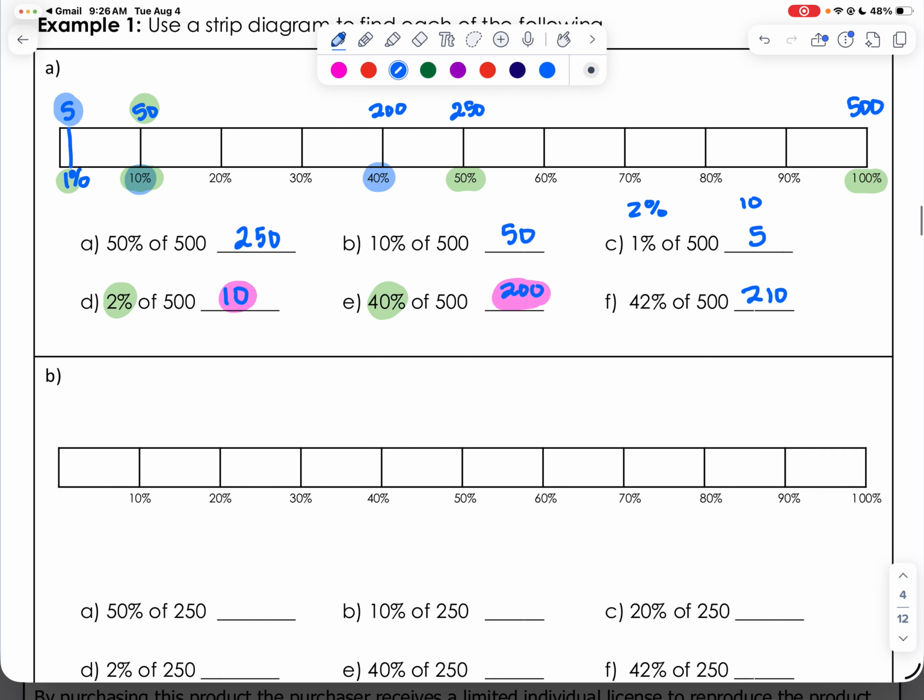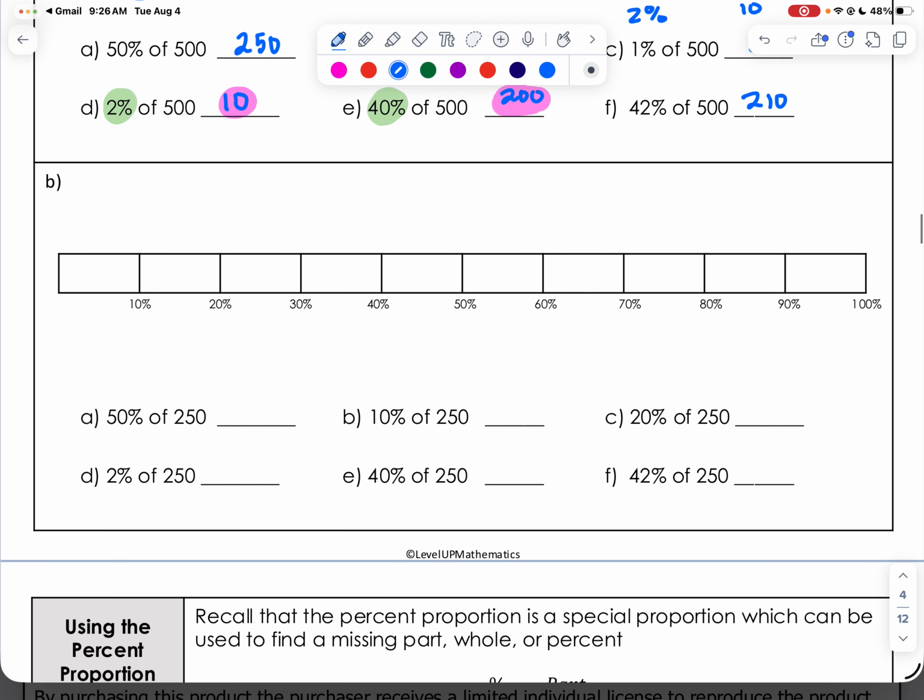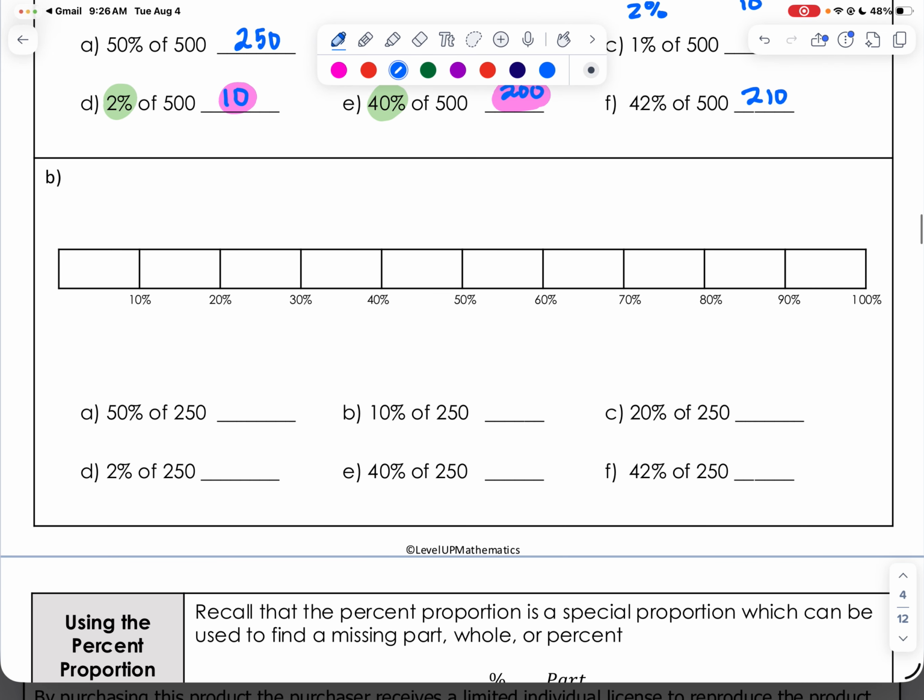All right, look at B. In problem B, our whole is going to be 250, which represents 100%. So the first thing they want me to do is find 50% of 250. So if I take 100% and divide it by 2, I get 50%. And if I take 250 and divide it by 2, I get 125. So 50% of 250 gives me 125.